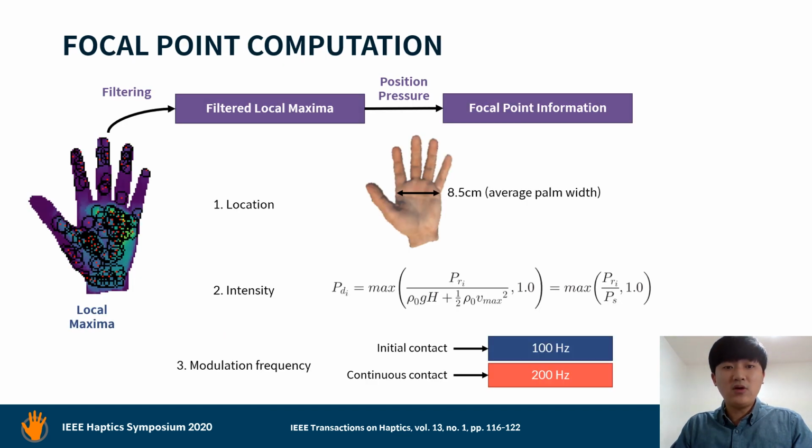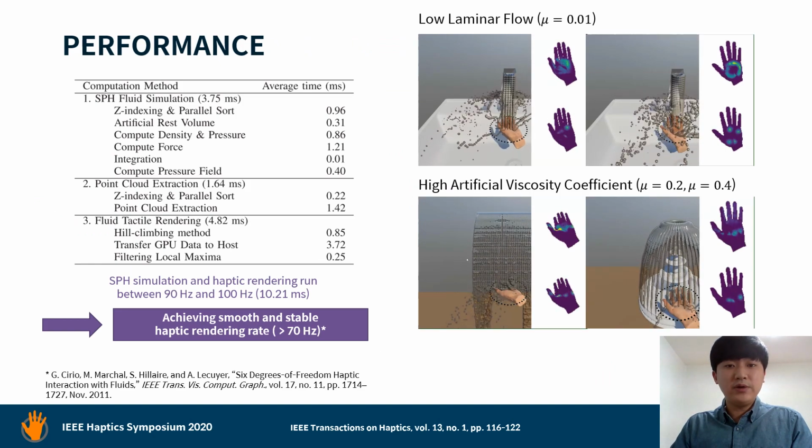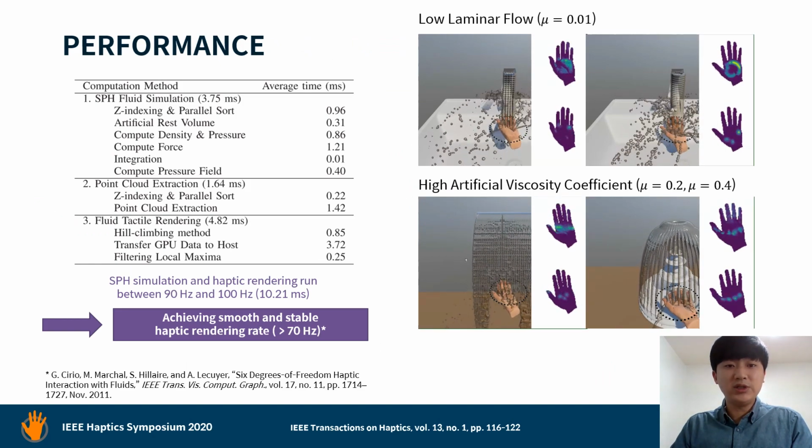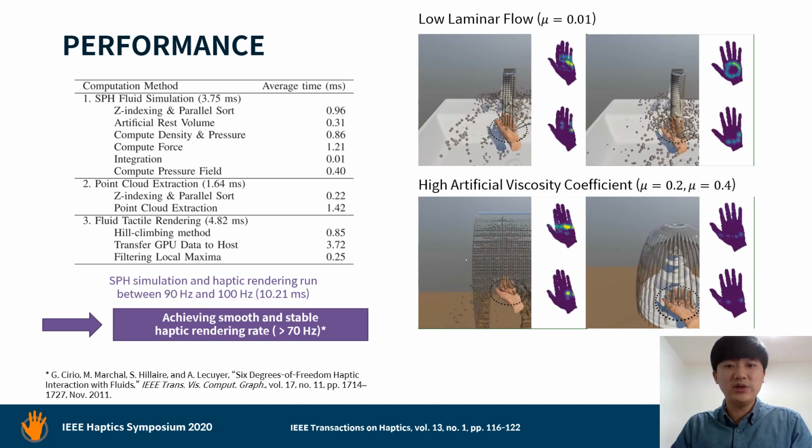We compute the focal point information from the position and pressure in the virtual environment using the filtering results. The location, intensity, and modulation frequency are formulated according to the simulation parameters. Our simulation and haptic rendering run between 90 and 100 Hz, which is considered a smooth and stable rendering rate in fluid haptic simulation.